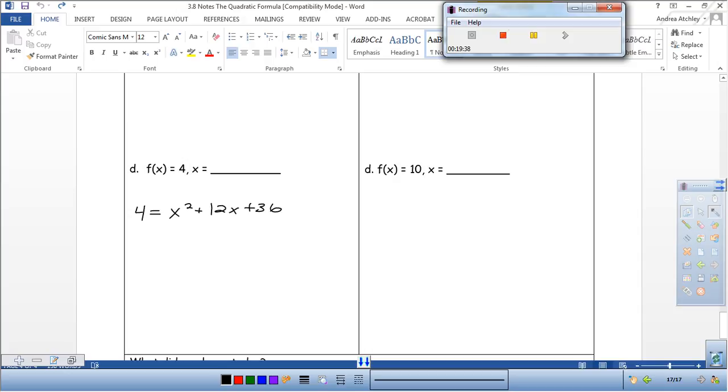Subtract the 4. I need to make it equal to 0 before I do anything. So let's subtract that 4. If I do it to this side, then I have to do it to this side. Where will the negative 4 go? Will it go with the x squared, the 12x, or the 36? 36. You have to put it with the like terms. So this gives me 0 equals x squared plus 12x plus 32.